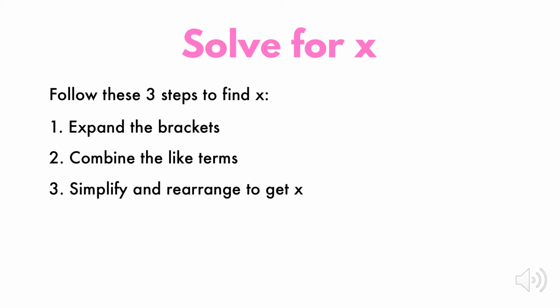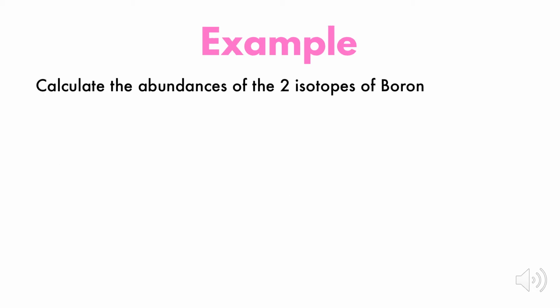Now don't panic about this. If you're a bit rusty with algebra, definitely make a point of going back and revising simplifying equations from GCSE maths. But we're going to go through this example together and hopefully it will start coming back to you. Let's follow our 3 steps then and calculate the abundances of the 2 isotopes of boron. Remember, we have this as our algebraic expression, and the first thing we need to do is expand the brackets.